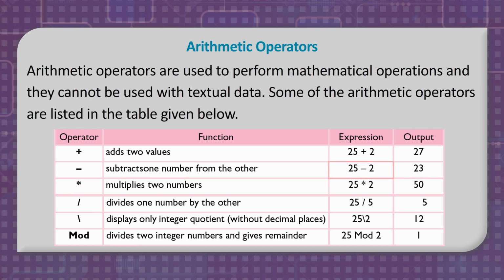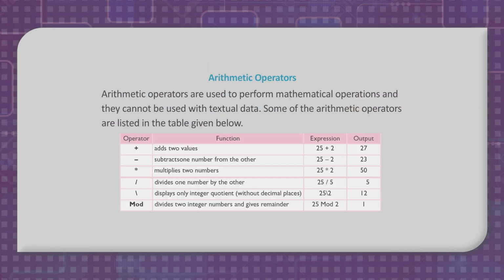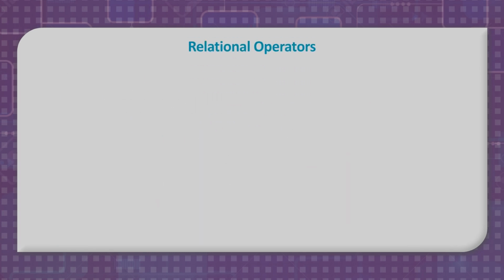Subtracts a number from the other: 25 minus 2 gives 23. Multiplies two numbers: 25 into 2 gives 50. Divides one number by the other: 25 divided by 5 gives 5. Displays only integer quotient, without decimal places: 25 integer divide 2 gives 12. Mod divides two integer numbers and gives remainder: 25 mod 2 gives 1.